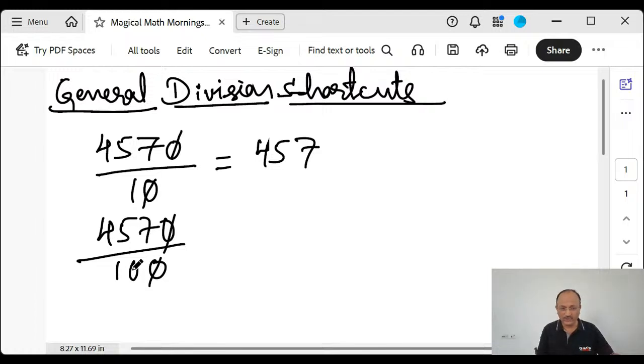Remaining zeros, what do we do? We keep one decimal point here. That means how many zeros are left out? One. Therefore, we'll leave one place on the right side and we'll keep a decimal point.